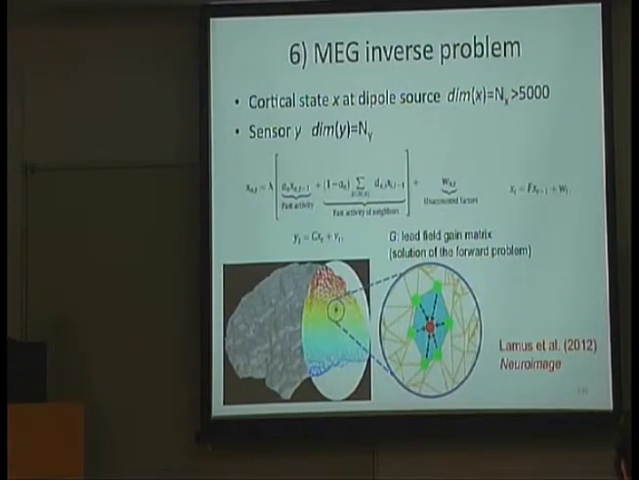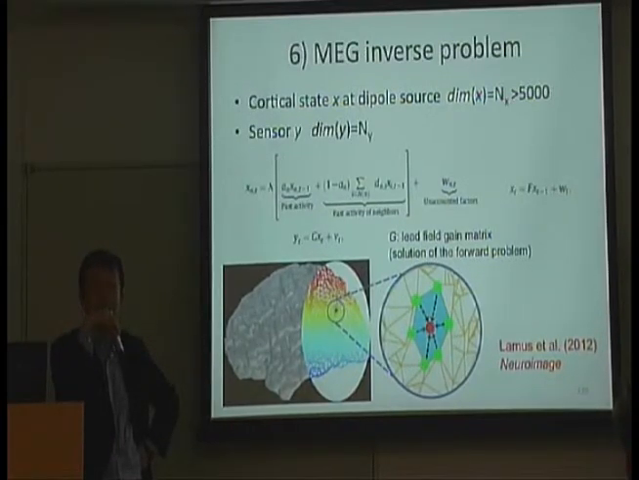So the next example, I want to tell you a little bit about the inverse problem. I don't know how many people have been working on inverse problems. The inverse problem typically deals with an ill-posed problem. You have a non-unique, many-to-one solution, and you want to impose certain constraints on the solution space in order to get a unique solution.